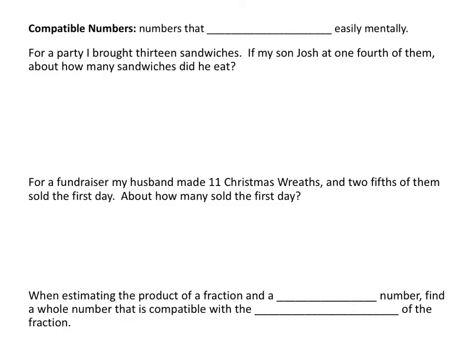So what do I mean when I say compatible numbers? Compatible numbers are numbers that multiply easily mentally, so in your head. So for example, for a party I bought 13 sandwiches. If my son Josh ate 1/4 of them, about how many sandwiches did he eat?